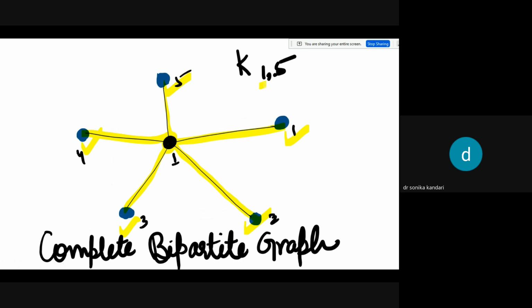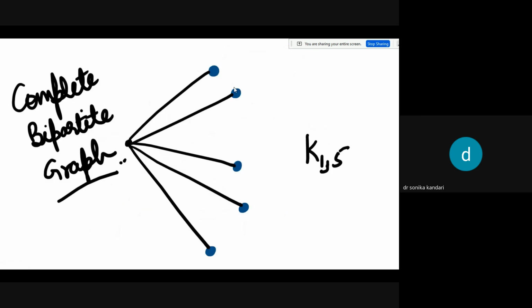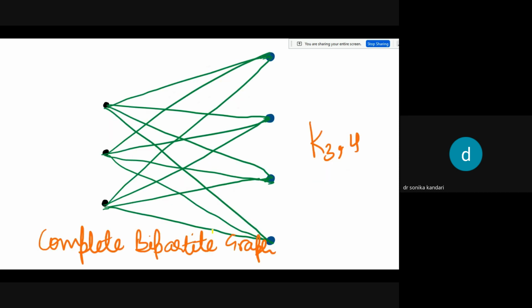And how can we represent this? 1, 2, 3, 4, 5. It is K1,5, a complete bipartite graph. K1,5 can also be written like this. This is one group and this is another group, and each vertex of this group is connected to all vertices of the other group, shown in blue. So this is again an example of a complete bipartite graph.